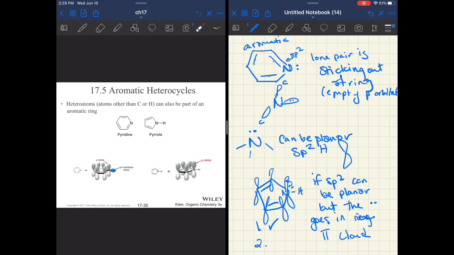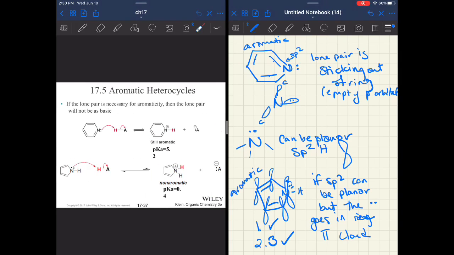Now the lone pair of the nitrogen gets counted. So we have 3 pairs. So that is also checked. This is also aromatic. When you look at the orbital diagrams here, you can see the nitrogen in pyridine, that lone pair sticking out away, versus in the pyrrole, it's up here in that cloud. You can also see this evidenced when you think about the basicity.